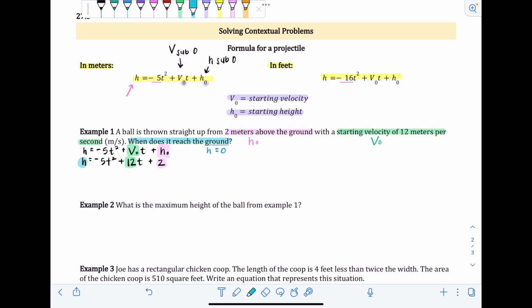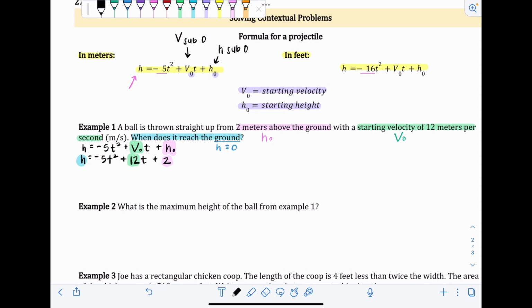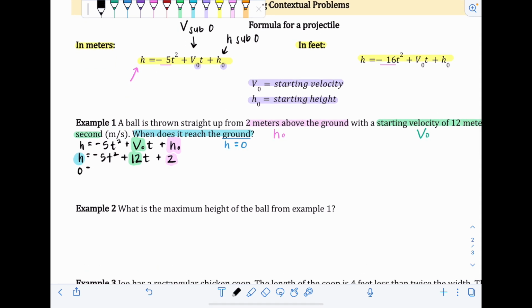That regular h is going to be whatever height you're asked about in the problem, not the thing you're asked to find. In this case, we're asked to find how long it takes before it reaches the ground. If, for example, it said how long does it take before it reaches a height of 10 meters, we would put 10 in for h. So whatever specific height you're given in the problem, you would put into h. So this is going to be 0 because it's the ground, and that is equal to negative 5t squared plus 12t plus 2.